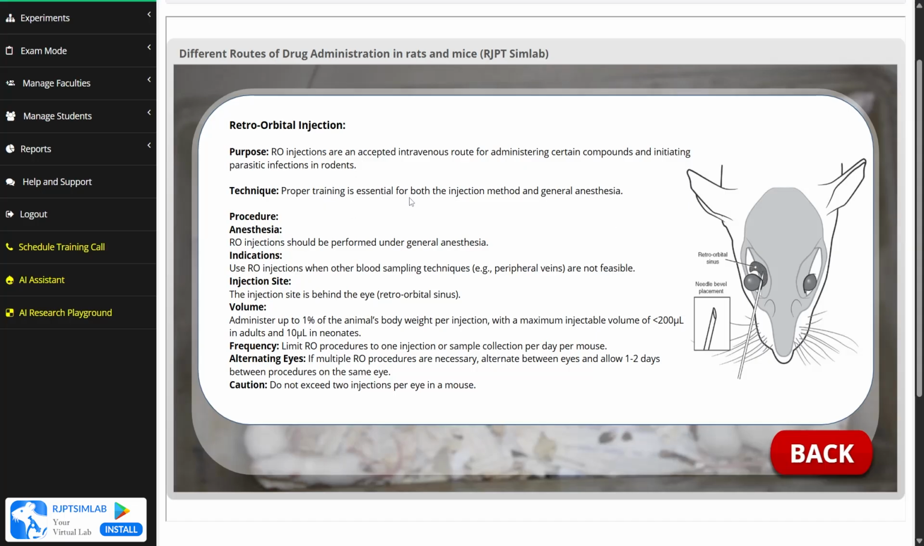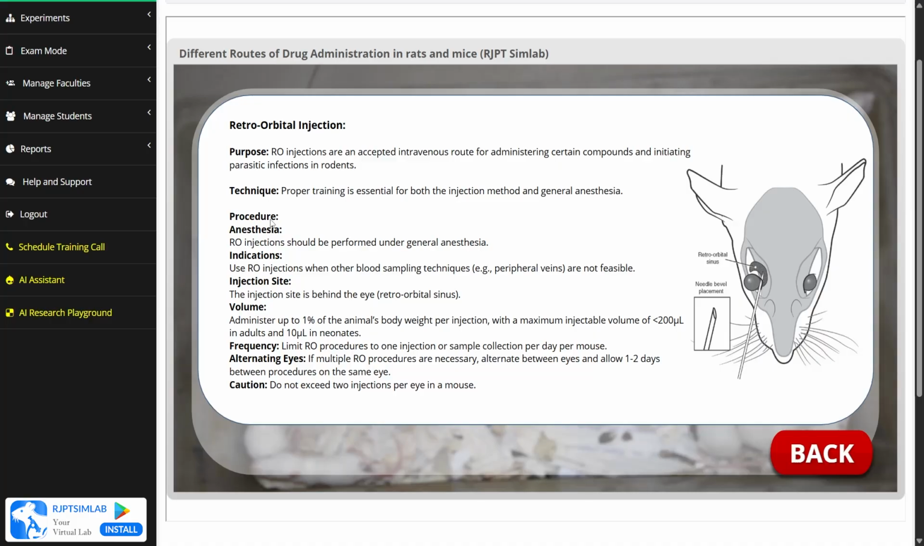Technique. Proper training is essential for both the injection method and the general anesthesia. This method should be performed by a well-trained person who has the knowledge and training for inserting the needle by this route and for providing general anesthesia.